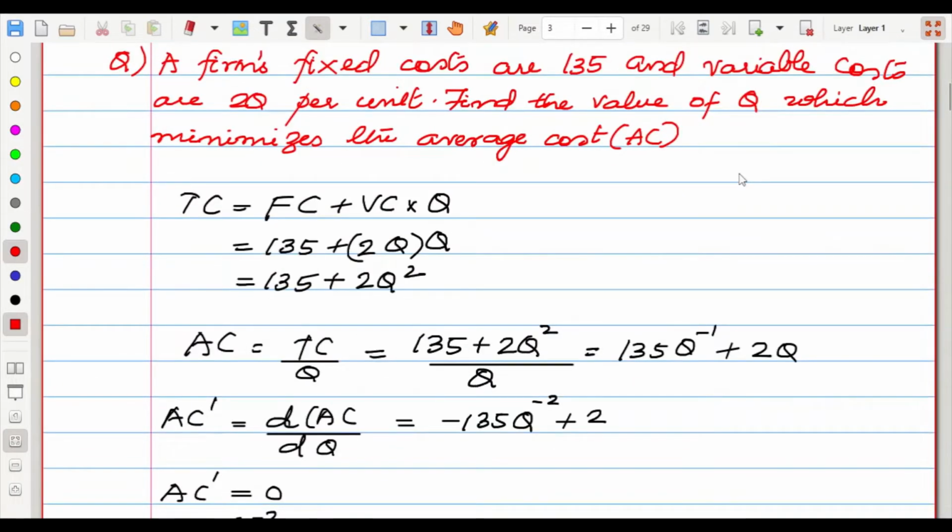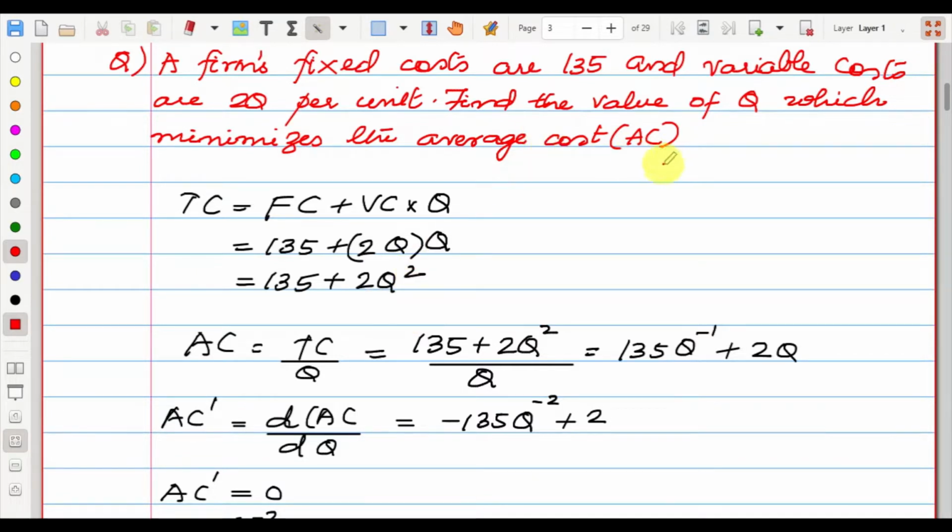Another question. A firm's fixed cost is 135 and variable cost is 2Q per unit. Find the value of Q which minimizes the average cost. Total cost equals fixed cost plus variable cost. Fixed cost is given as 135 and variable cost is 2Q per unit, so 2Q into Q. So we get 135 plus 2Q square.